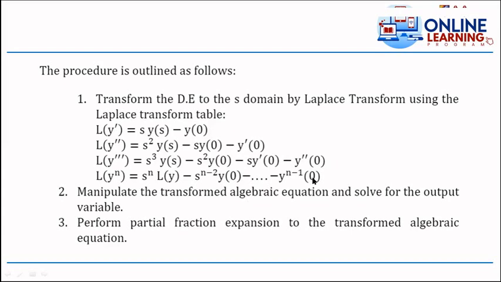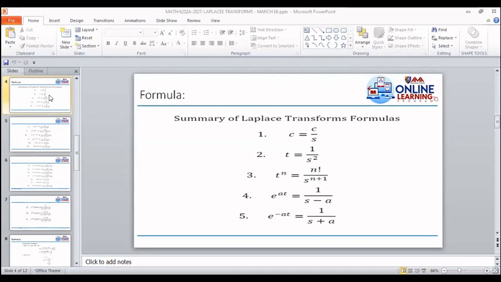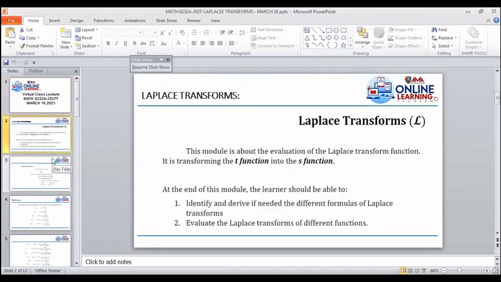So first, you're going to transform the differential equation to the S domain. This is your differential equation, y prime, y double prime, y triple prime, y to the n. This is your S domain by Laplace transform. At the same time, this is your Laplace transform table. Next, manipulate the transformed algebraic equation and solve for the output variable. Third, perform partial fraction expansion to the transformed algebraic equation. So this is the formula that we have. This is your Laplace transform formula. We're going to transform the t function into an s function, but this time, we're going to transform the differential equation function into an s function.